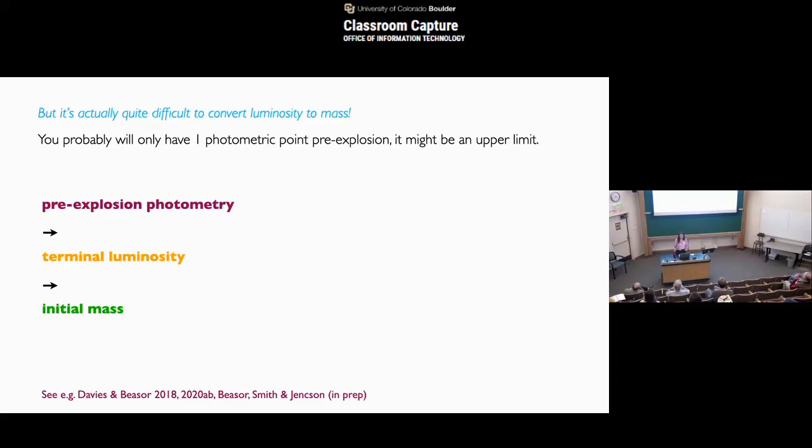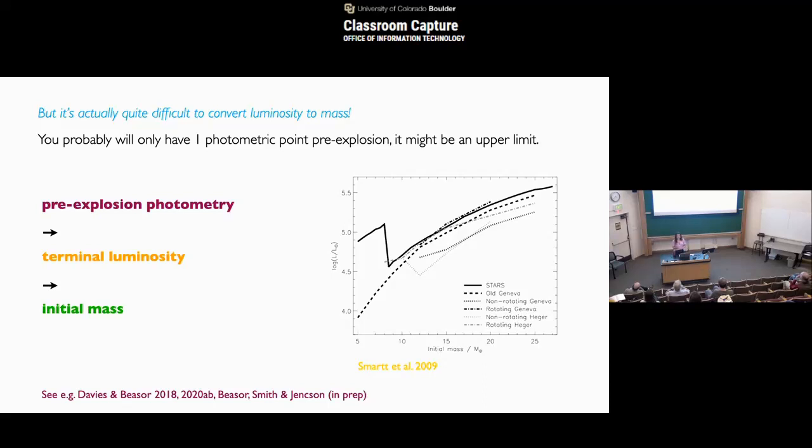And there's a lot of assumptions that go into this. You have to assume a distance. You have to assume the extinction around the star. You have to assume what color the star is. And you convert this, you get your terminal luminosity. And then you have to convert your luminosity at the point of core collapse into an initial mass using a relation like this. This shows a few different initial mass, final luminosity relations from a bunch of models. I can't tell how clear it is on there, but there's quite a range you can get. So for a given initial mass, you would expect a few different luminosities depending on which model you pick.